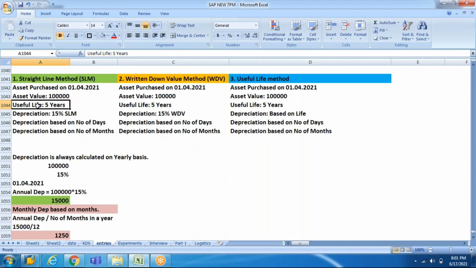This 10,000 is the delta value. Delta is like the adjustment value, not the exact 15,000. Overall, 10,000 is the delta value figure for last year's depreciation. Correct.